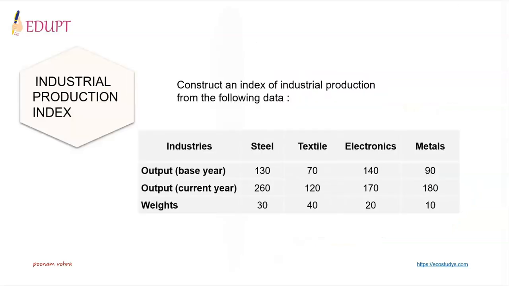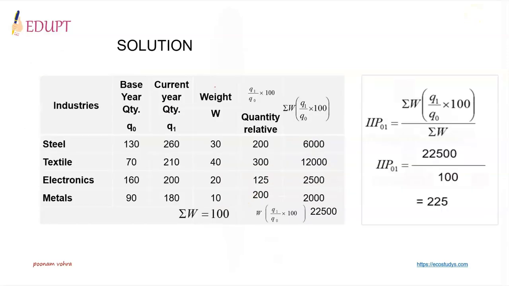Now have a look at this illustration. Here you need to find index of industrial production for steel industry, textiles, electronics and metal industry, where output of these industries for the base year is given, output in the current year is given, and weights are also given. Now have a look at the solution.